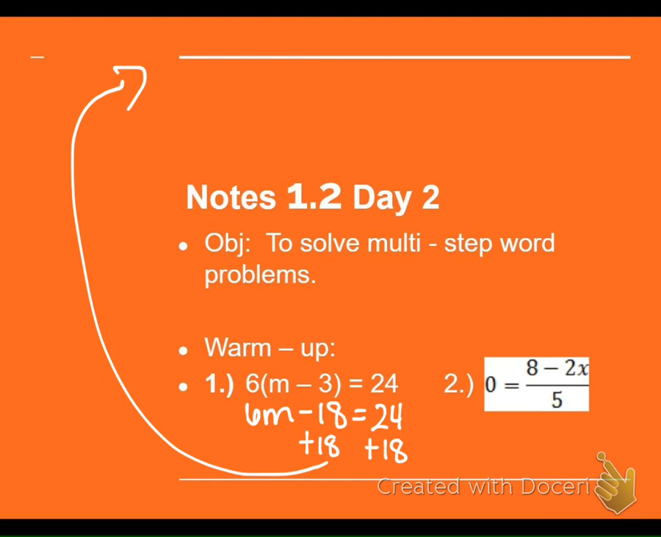After I add the 18 on both sides, I'm left with 6m equals 42. Last step is going to be to divide both sides by 6. M equals 7.